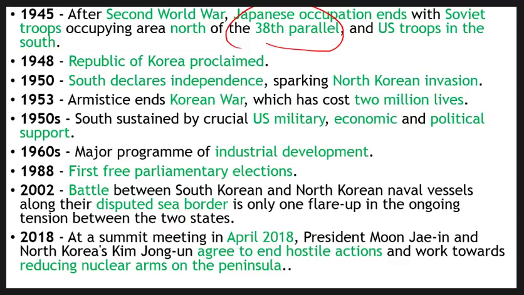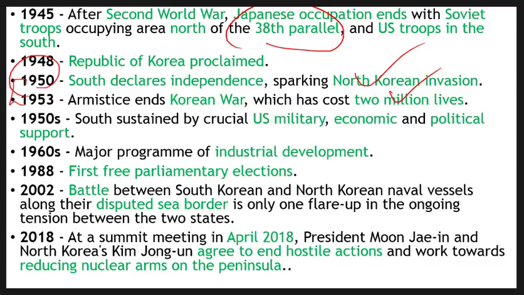In 1948, the Republic of Korea was proclaimed. South declares independence, and this basically triggered a war or invasion from North Korea. From 1950 to 1953, there was the Korean War, which came to an end with an armistice in 1953. But by this time, in these 3 years, somewhere around 20 lakh people lost their lives in this Korean War.